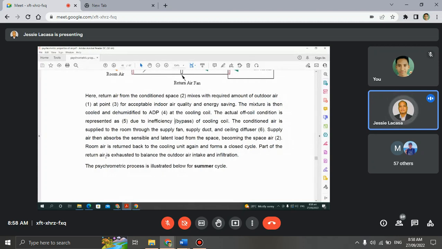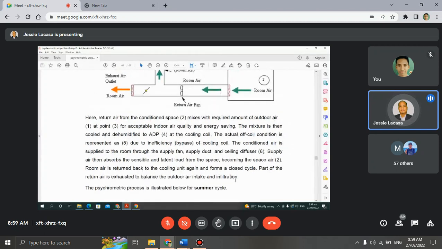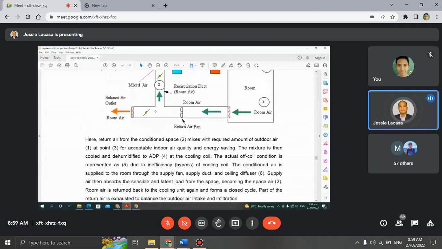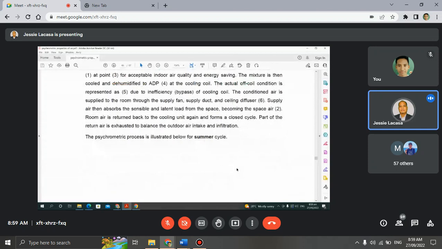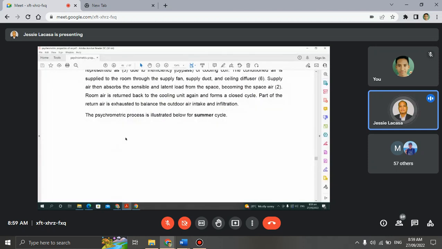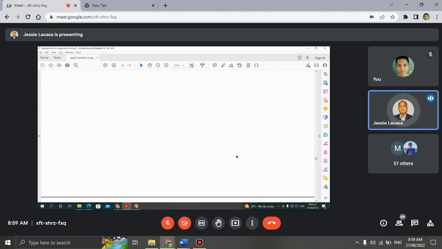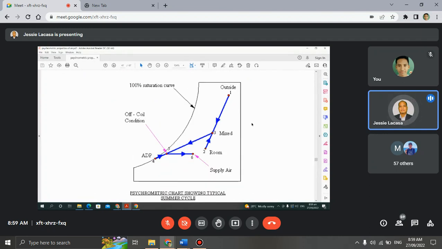So part of the return air is exhausted to balance the outer air intake and infiltration. So ang uban na ipong ipagawas, no? No, para ma-balance siya. So the psychrometric process is illustrated below for summer cycle. So yan eh. So this is, if you're going to graph it in the psychrometric chart, the summer cycle.